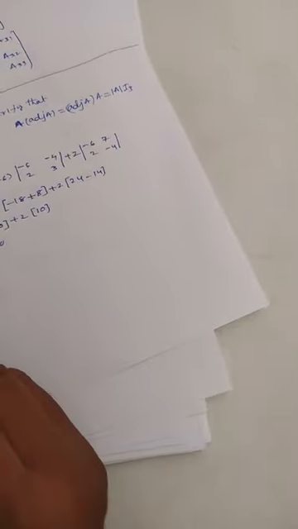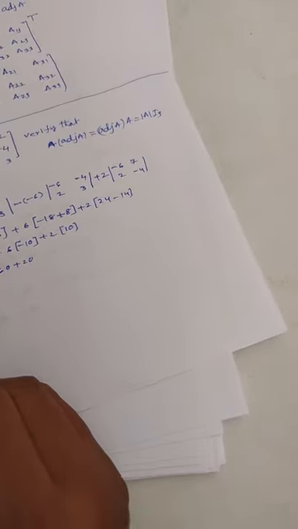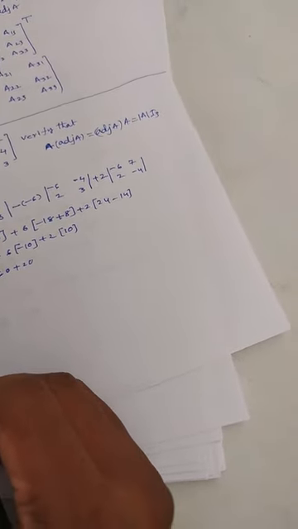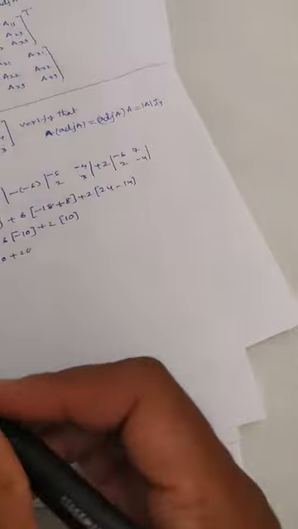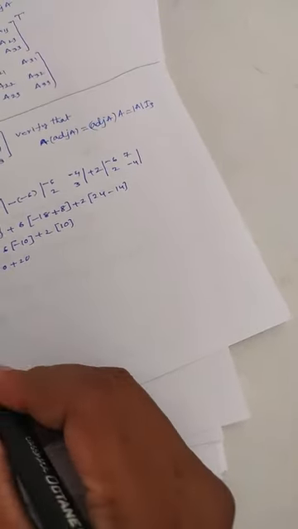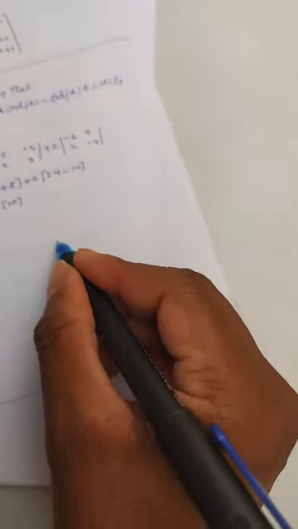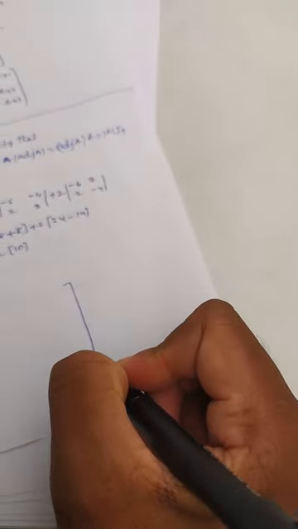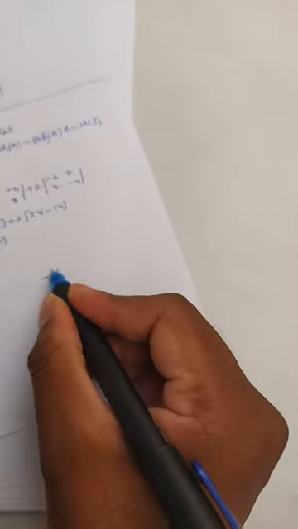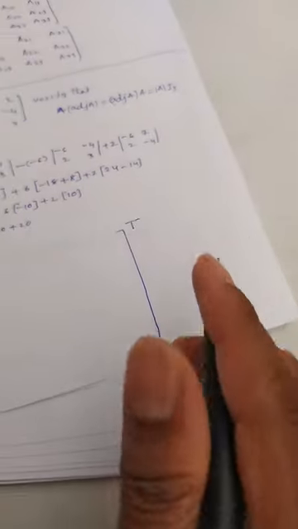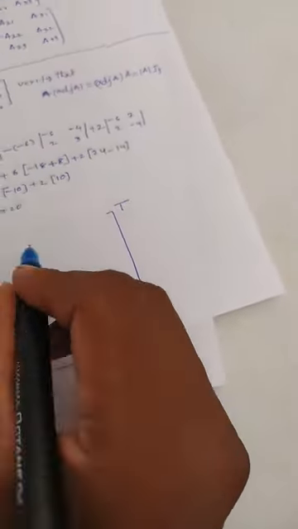I am going to find adjoint A. Adjoint A is denoted by adjoint A. Adjoint is a matrix which is obtained by transpose of the cofactor matrix. So I am finding the cofactors in this parenthesis, and after that I will transpose it.